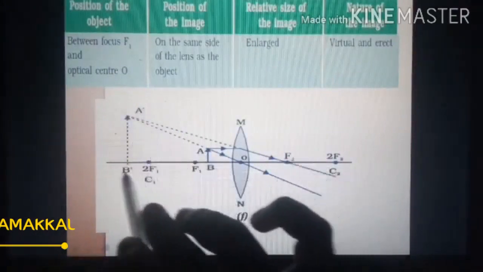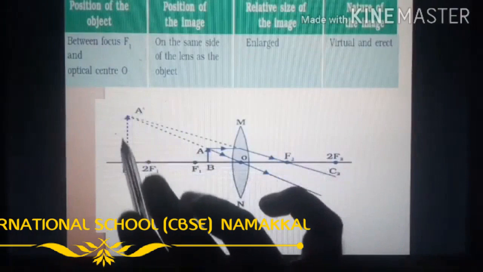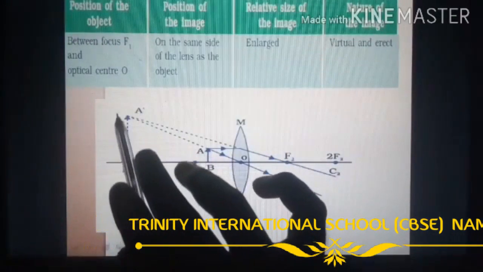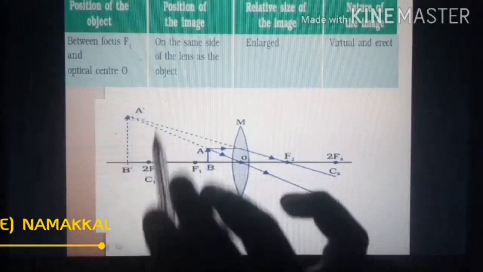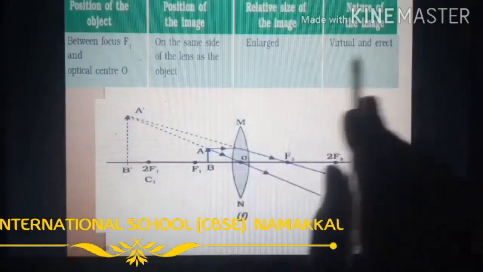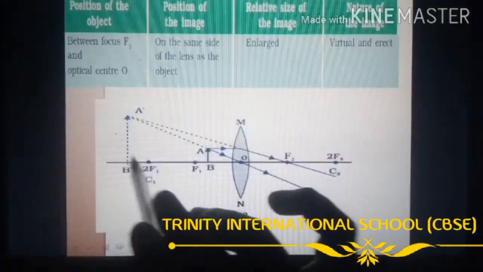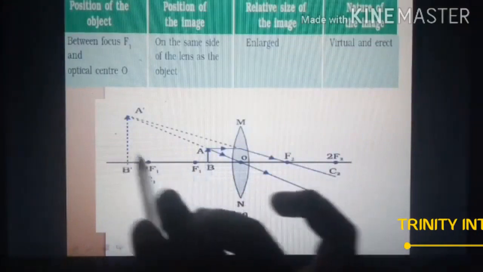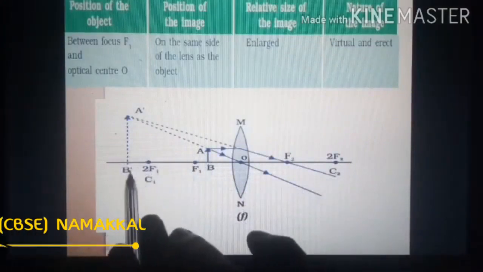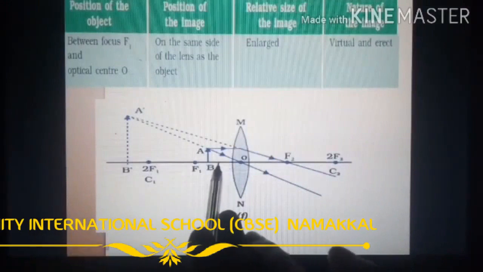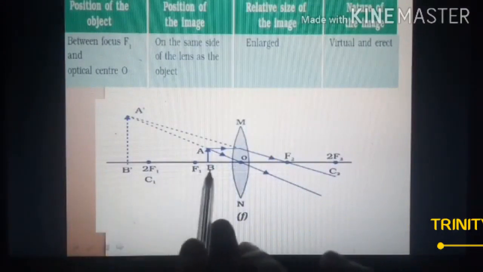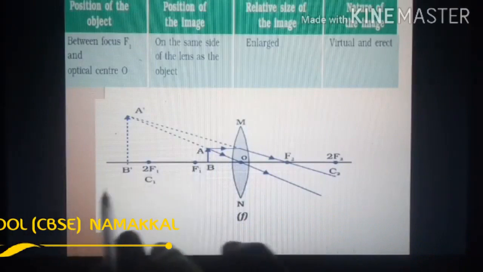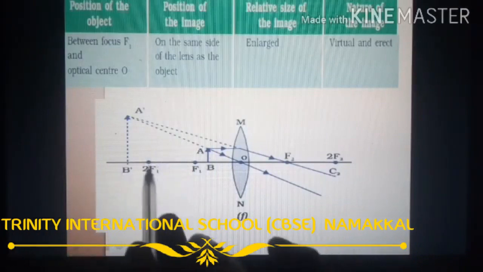So this image will be a virtual image, A dash B dash. The size will be enlarged, and it is virtual and upright, straight, so it is called an erect image. Virtual and erect image, enlarged compared to the object, and the position is on the same side of the lens, behind the object, so beyond 2F1 or F1. This is the position of the image.